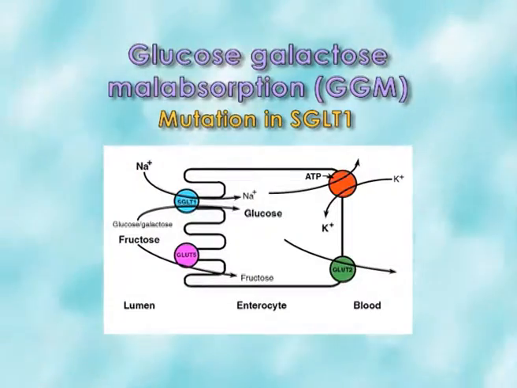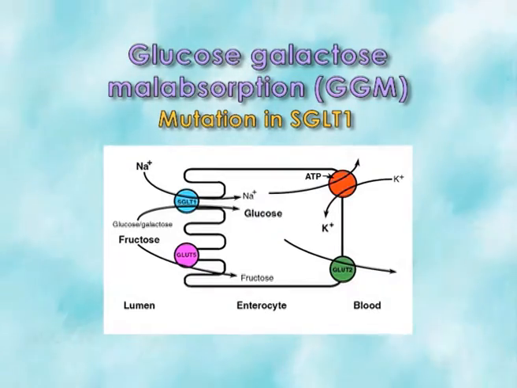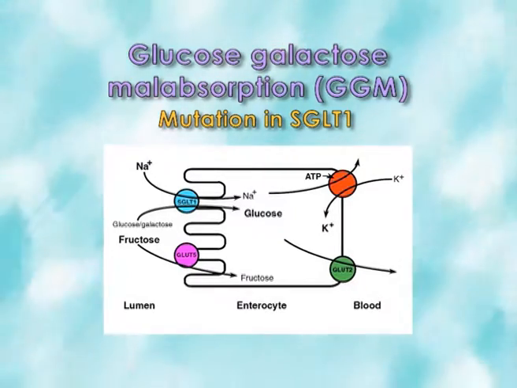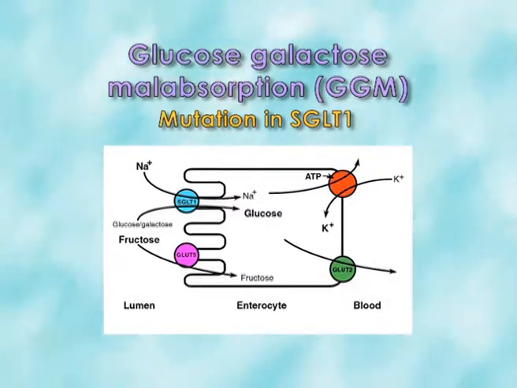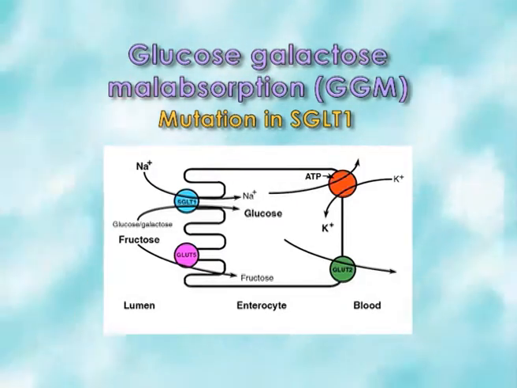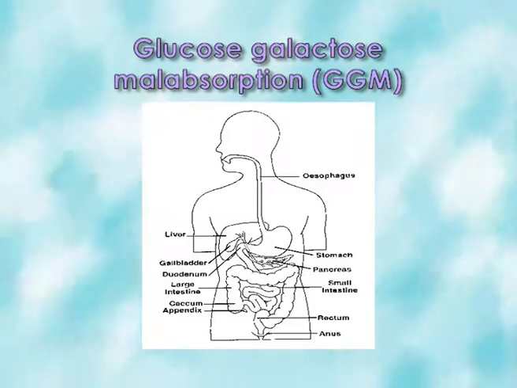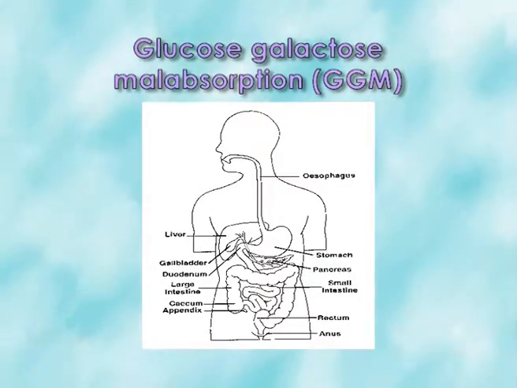Next one, glucose galactose malabsorption. As we know, within the intestinal lumen, the galactose is broken to glucose, and all of the glucose is transported out of the intestinal lumen by the SGLT1 glucose transporter. If any problem happens over there, they are not well transported out of the intestinal lumen, causing diarrhea to happen.